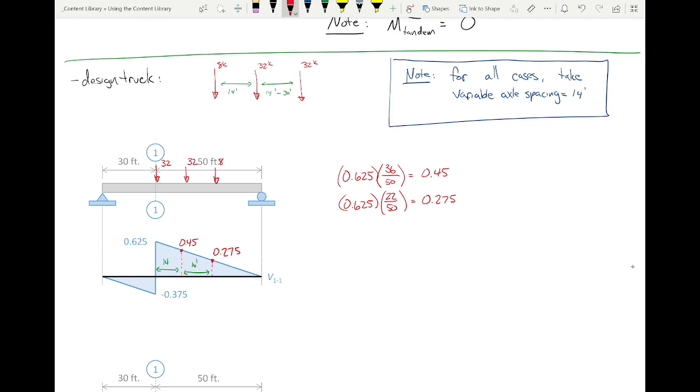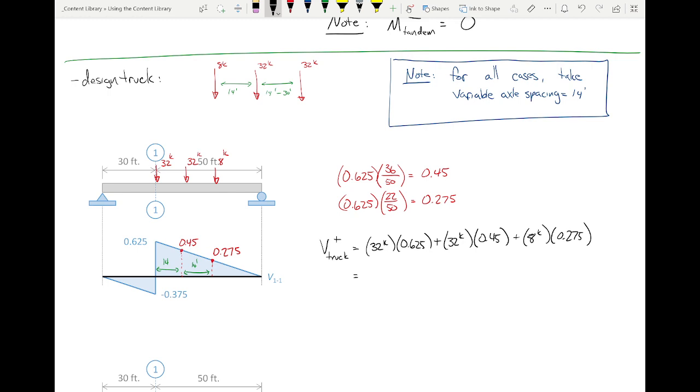So I'm putting the heaviest axle over this heaviest load to generate the heaviest shear possible. So instead of 8, 32, and 32, I'm doing 32, 32, and 8. Does that make sense why I'm doing that? Okay, so then V truck, the maximum positive shear I get out of the truck is 32 times 0.625 plus 32 times 0.45 plus 8 times 0.275. Does that make sense? So what is that when you chug that out?